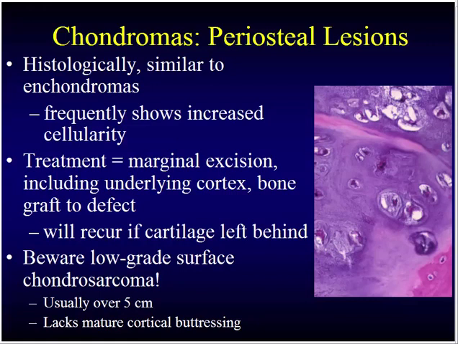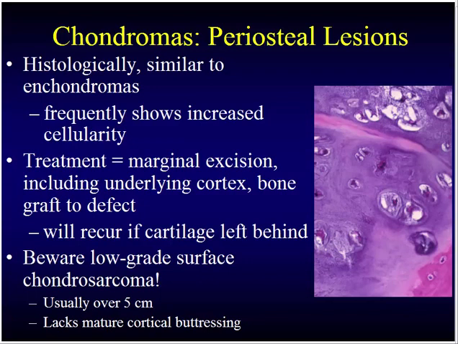And histologically, it looks the same as enchondromas, although it may have some increased cellularity. Again, it's important to tell the pathologist where you got that tissue from. What's the treatment? Marginal excision to include the underlying cortex, and then bone graft the defect. You can't leave any of this cartilage behind because the cartilage is already kind of revved up and replicating, proliferating. If you leave it behind, it'll come back.